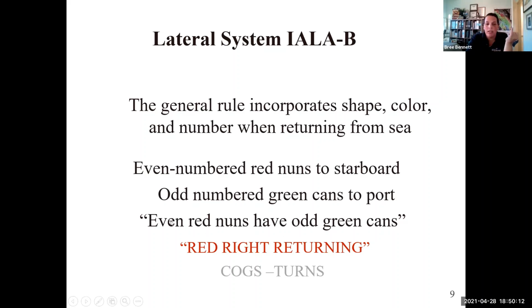So the poems are: even red nuns, odd green cans, red right returning, and some people have the cans odd green to starboard, red nuns. I don't know what that other one is. I think that's supposed to be turn. Oh, I was like, triangle even, red triangle and even. That's it. There we go.